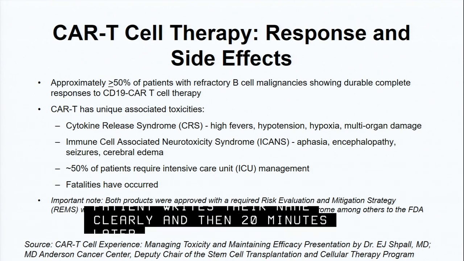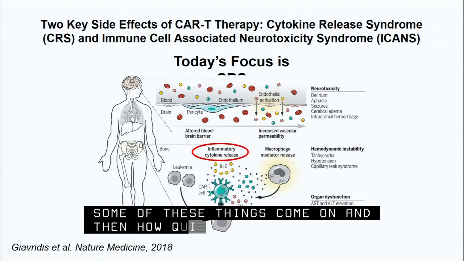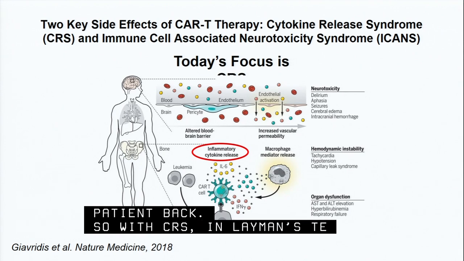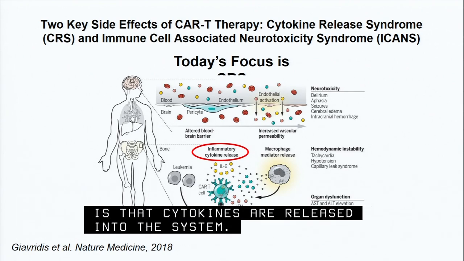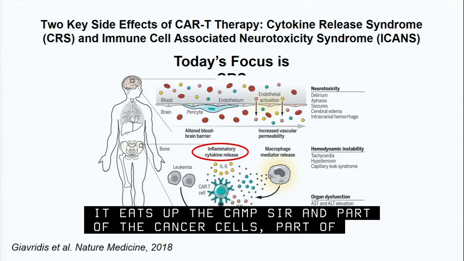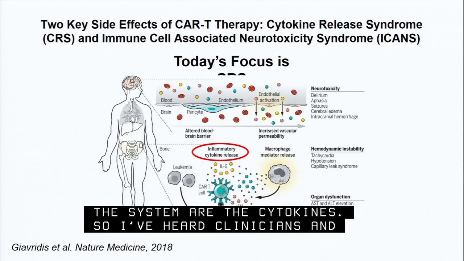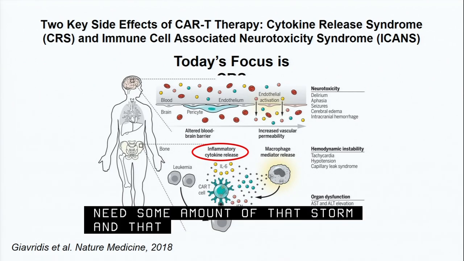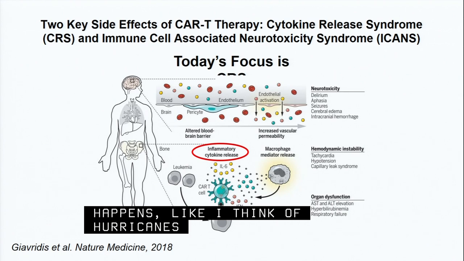With CRS, again in layman's terms, the way I think about it is in this picture. Cytokines are released into the system, and that's one way you know that the Pac-Man is working. As it eats up all the cancer, part of what's released into the bloodstream and into the system are these cytokines. I've heard clinicians explain, and if our clinicians are on, please feel free to correct me if I'm being too layman-y here, that you need some amount of that storm, and that's how you know the therapy is working. But if it gets too much, like hurricanes and tornadoes, if it gets really blown up, so you get to a category 4 or category 5, it's kind of disastrous. So there are levels of the amount of the cytokines, the way the patient starts to react, and then what has to be done in terms of treatment and therapy.